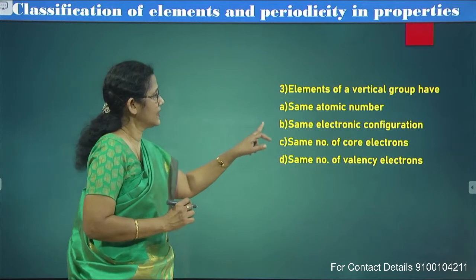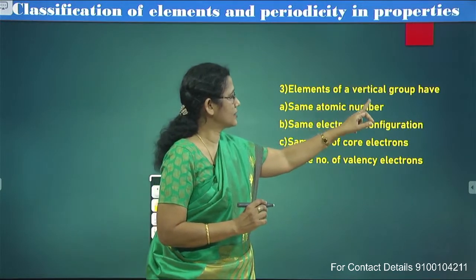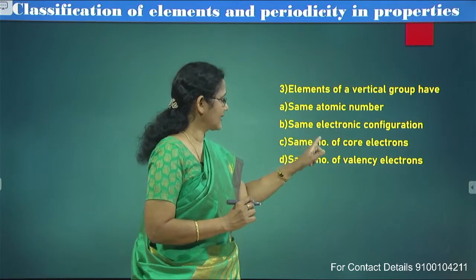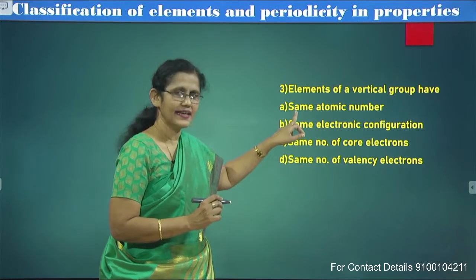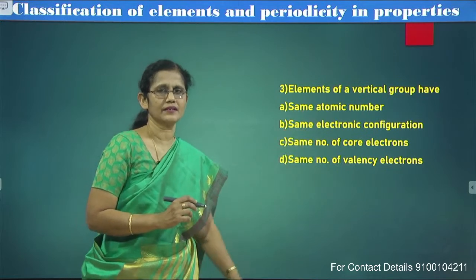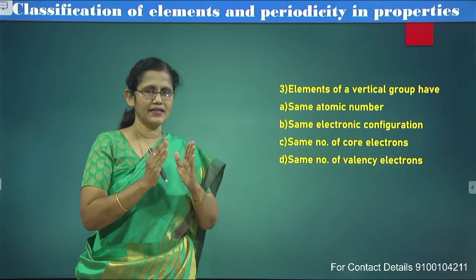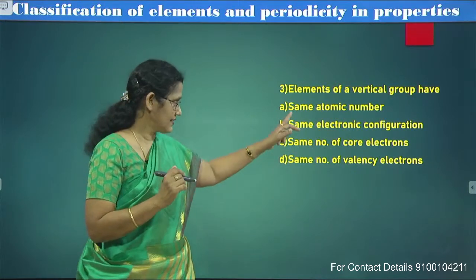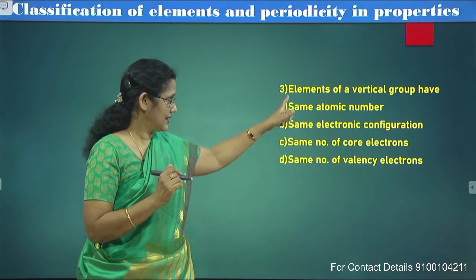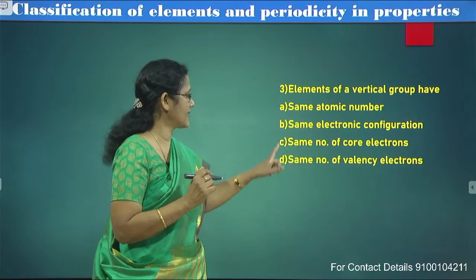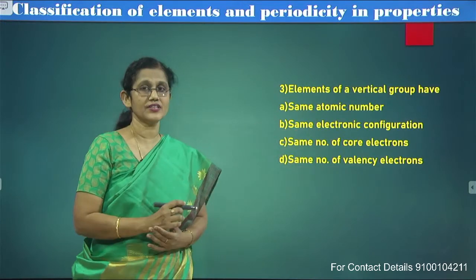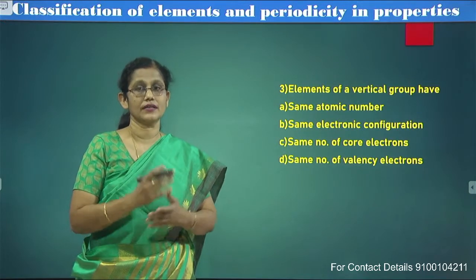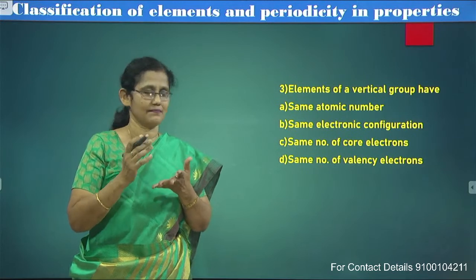Now, see here, elements of a vertical group have the same atomic number? No, every element in the periodic table has a different atomic number, so same atomic number is wrong. Elements of a vertical group have the same electronic configuration? No, every element has a different electronic configuration. It may be similar, not the same.